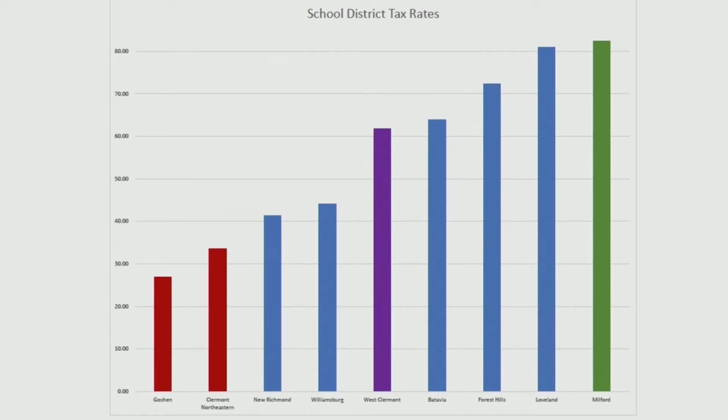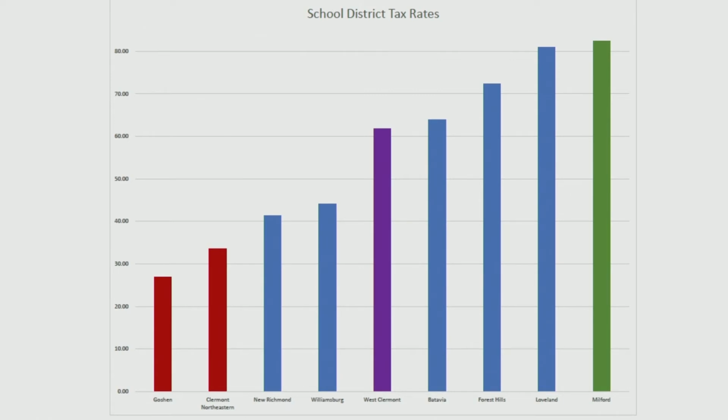The one next to that is Forest Hills, because I've heard for a long time that the Forest Hills School District is very expensive. I got that data from the Hamilton County Auditor's Office, looking at their tax rates. And frankly, it's not all that expensive relative to, say, Loveland and Milford. The green one at the very end is Milford. It is the highest of all of them around, but Loveland is fairly close to it. So that's how your school districts are looking for your property taxes.